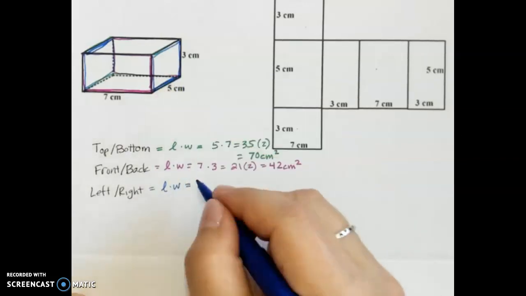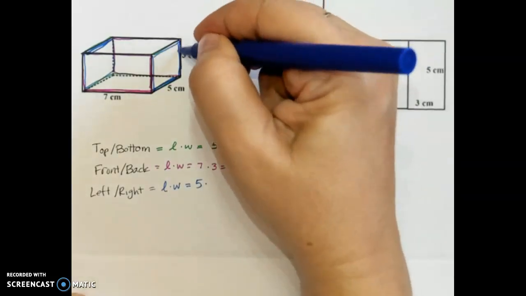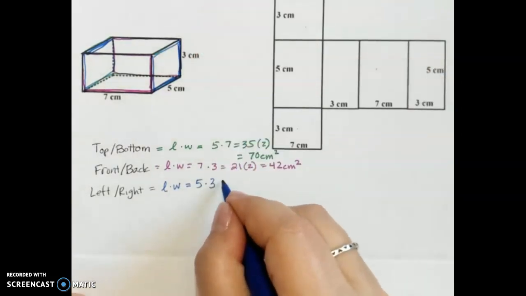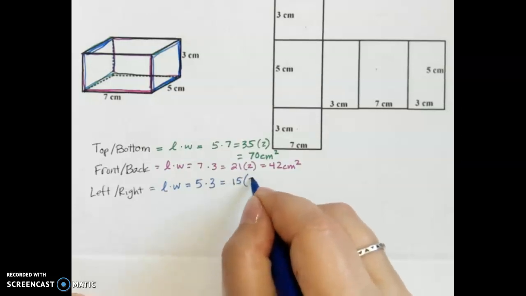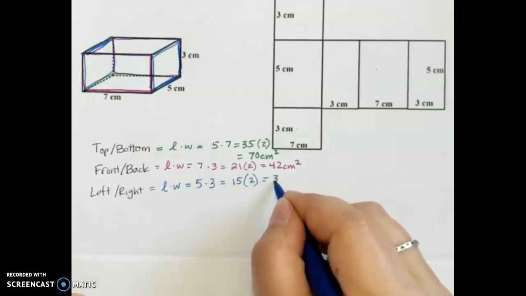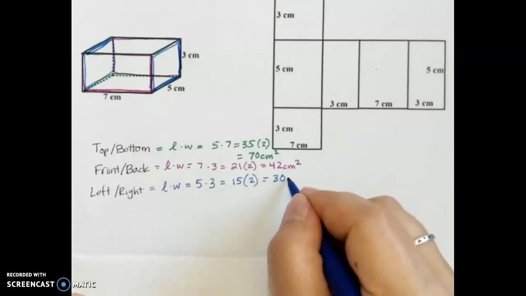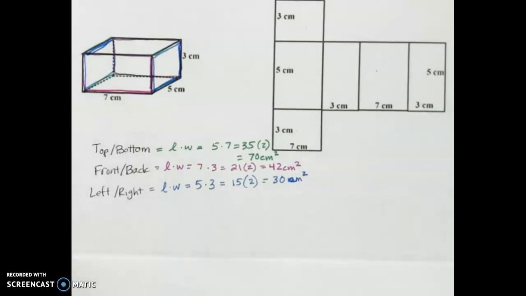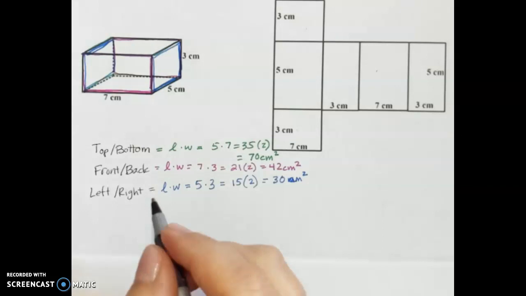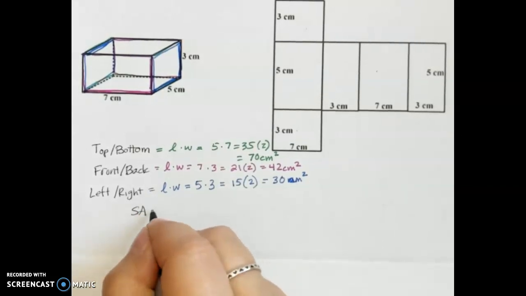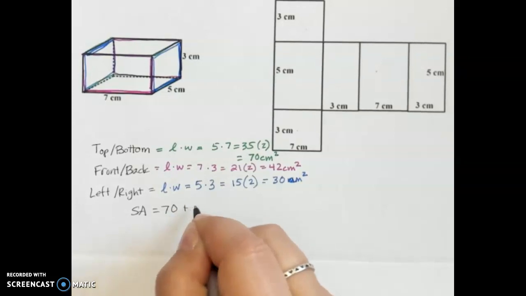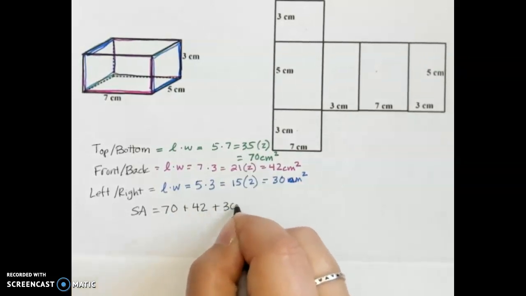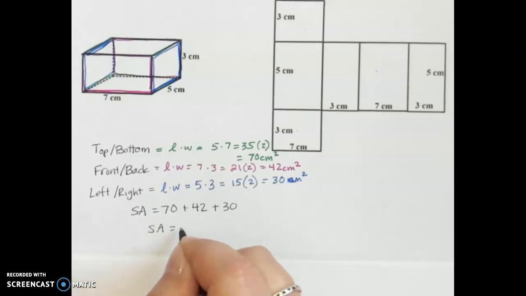I'm going to say my length is 5 centimeters, and my width is again the height this time, so 3 centimeters. That's going to give me 15, and there are 2 of them, which means that the left and right sides add another 30 square centimeters. Okay, our last step then is going to be to add up all of those sides. So I'm going to say 70 plus 42 plus 30, and that is equal to 142 square centimeters.